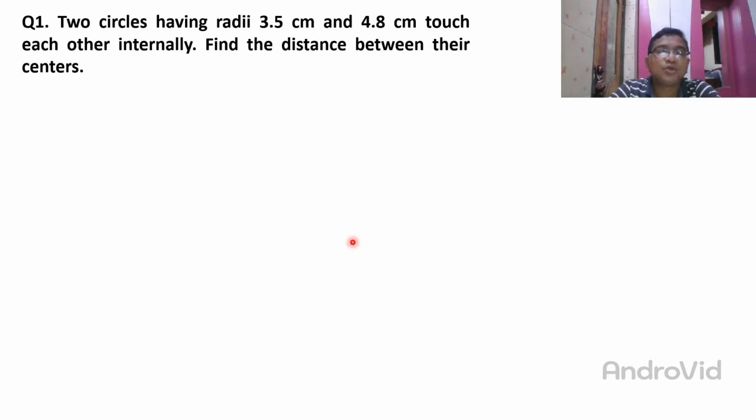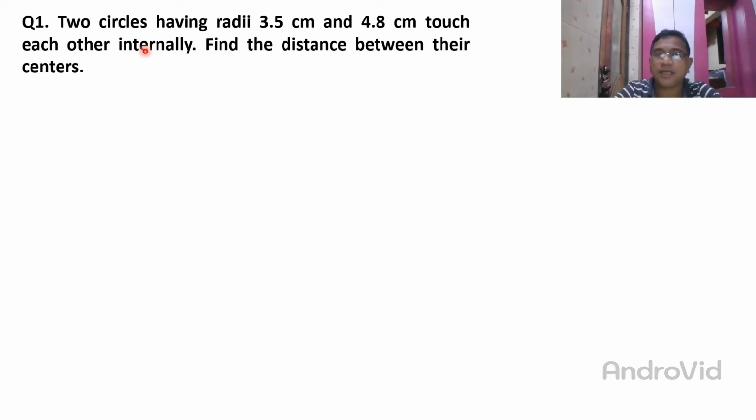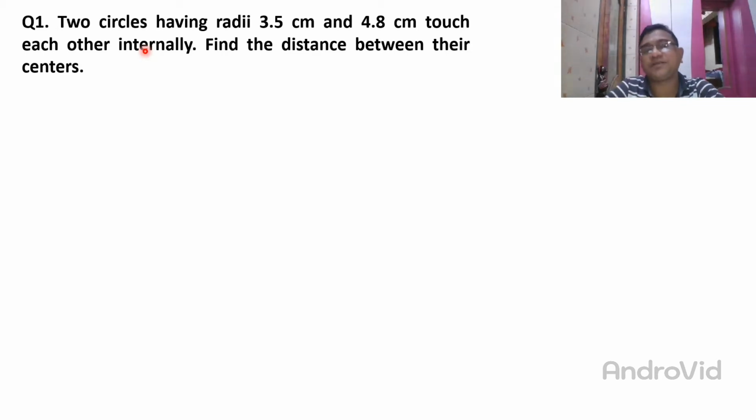In practice set 3.2, we are just starting problem number 1. So which is that problem number 1? Two circles having radius 3.5 centimeter and 4.8 centimeter touch each other internally. So they have two circles, one radius is 3.5 centimeter and another radius is 4.8 centimeter, and the two circles touch internally. Find the distance between their centers.